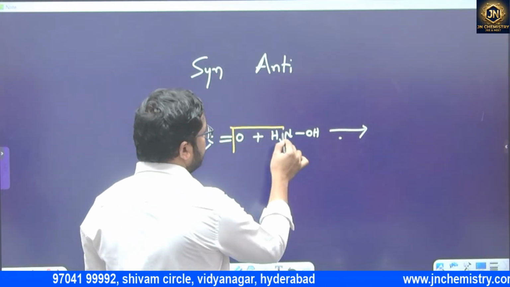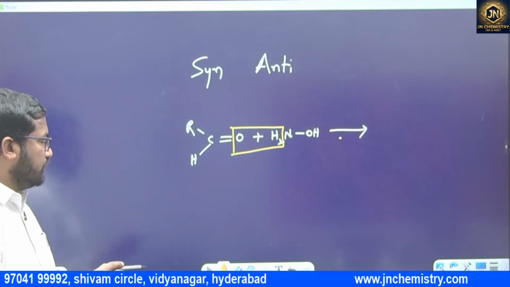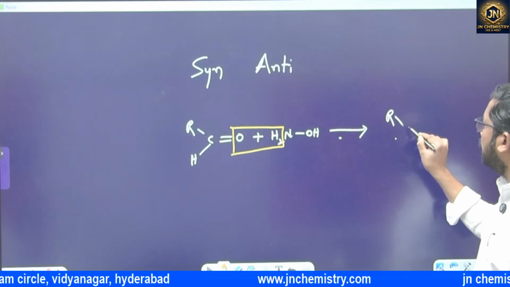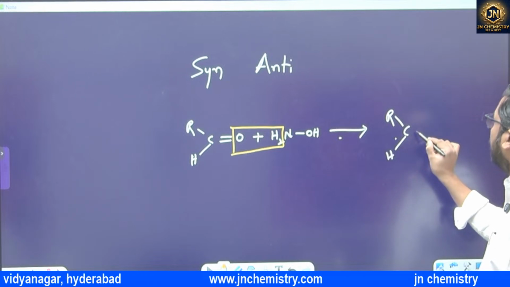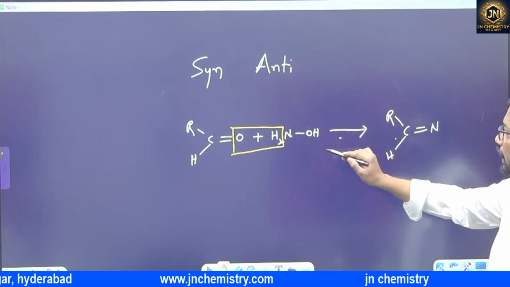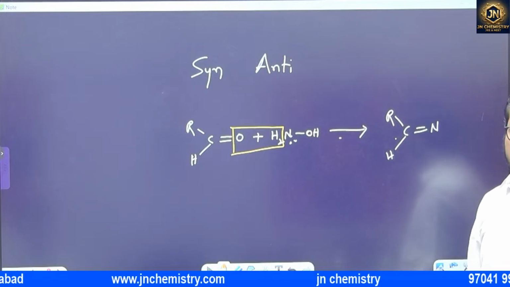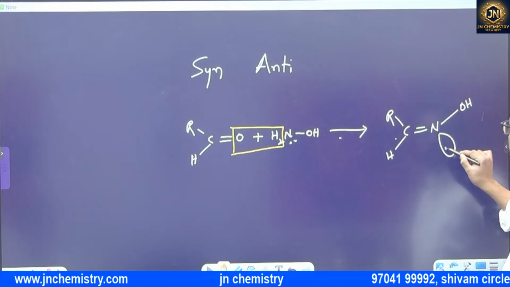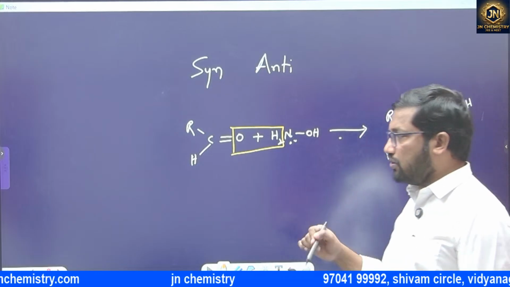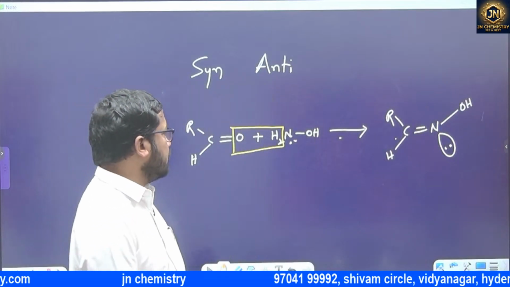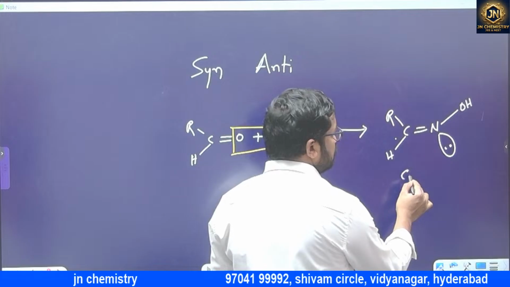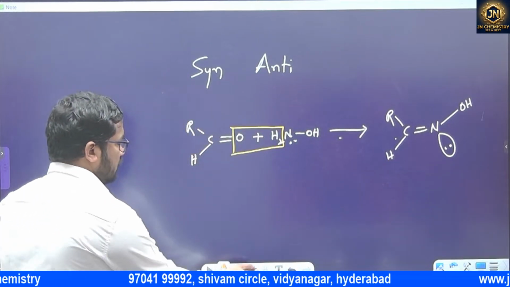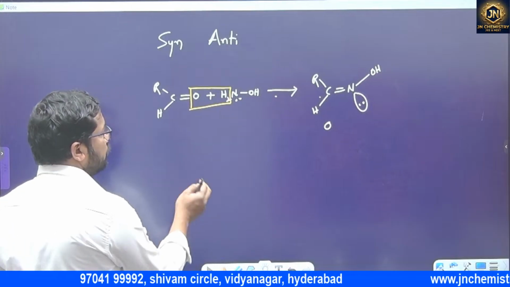Water is lost, and I am directly writing the product. We'll get CH double bond N, and nitrogen has one lone pair, with OH. This we call an oxime. Oximes show geometrical isomerism. Syn and anti, how should we say?